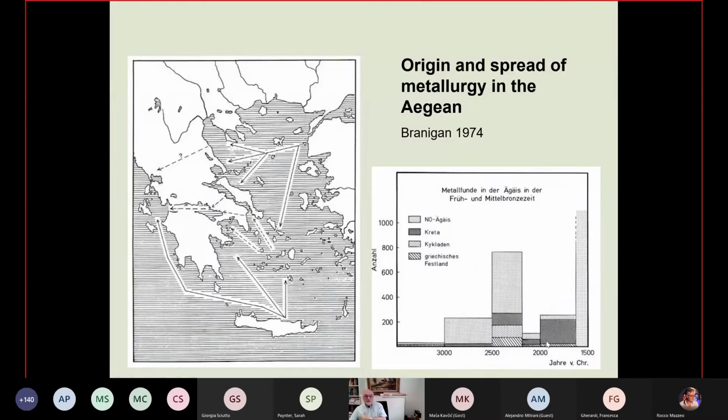So then we have here a view that was based on all these new investigations on the development of the metallurgy in the Aegean, because we see a rise of metal objects in the middle of the 3rd millennium in the Aegean, and it was discussed how this came about. It was even discussed if, for instance, the origin of tin bronze may have been in the Northeast Aegean around Troy.